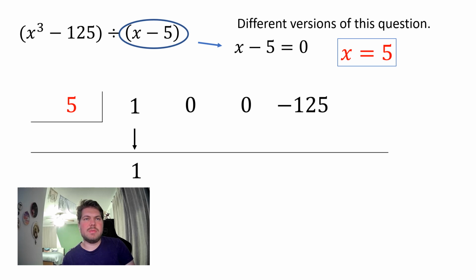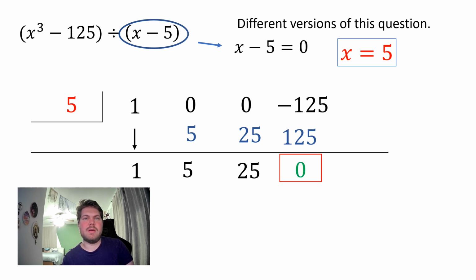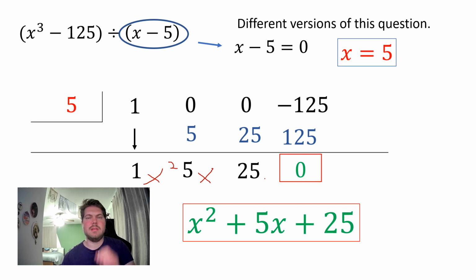So we're always going to bring the first one down. 1 times 5 is 5. 0 plus 5 is 5. 5 times 5 is 25. 0 plus 25 is 25. 5 times 25 is 125, which means we have a remainder of 0. And then this last one is our constant. This one's going to be x, and this one's going to be x squared. So the answer would be very different if you forgot your zeros. That's why the zeros are important.